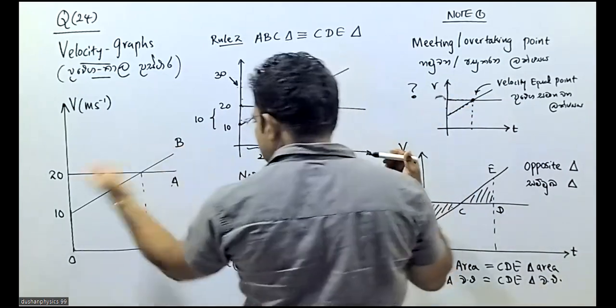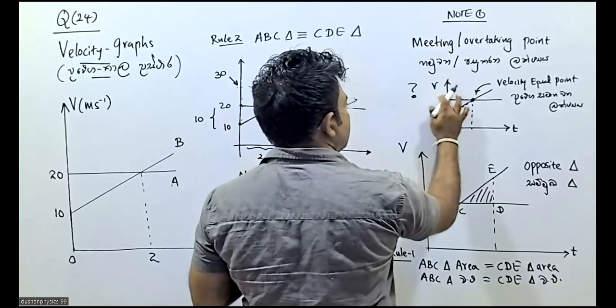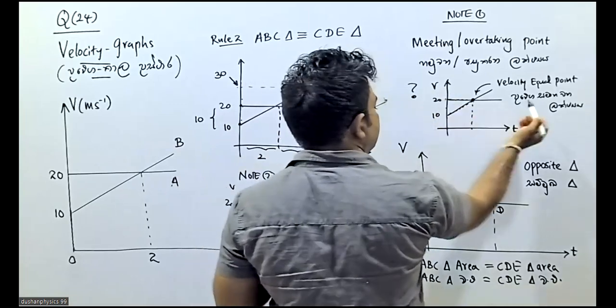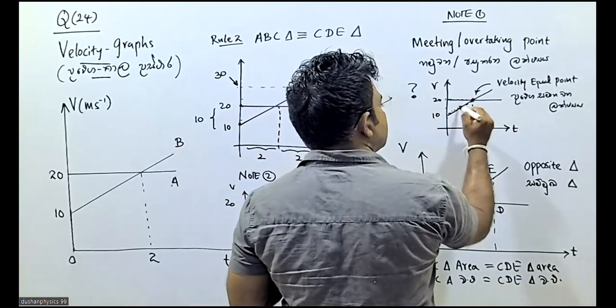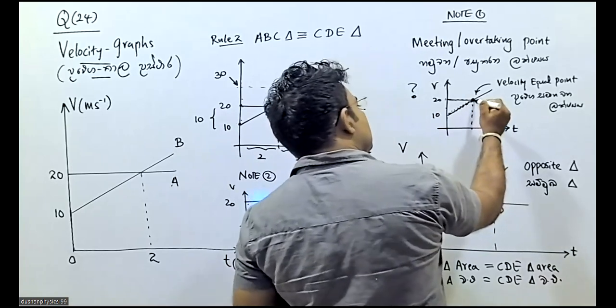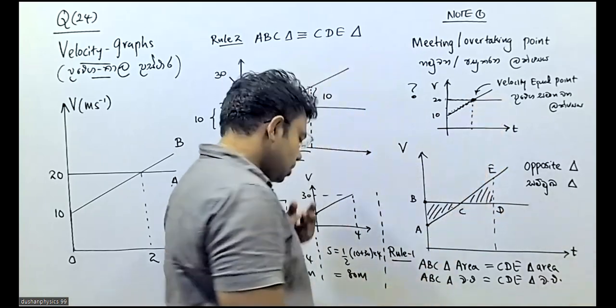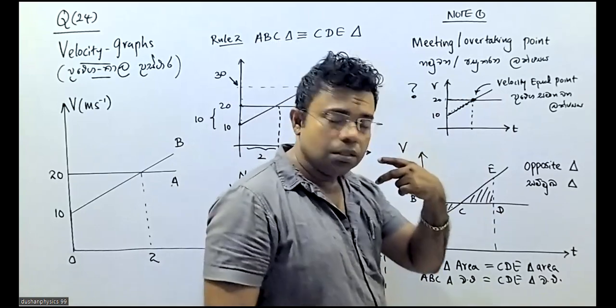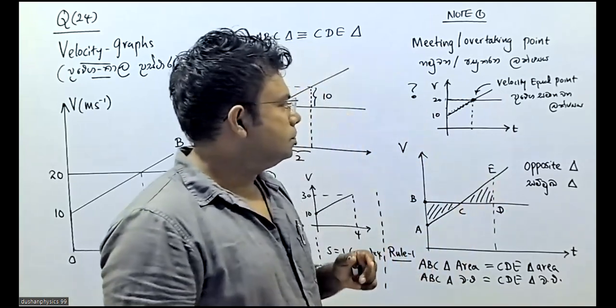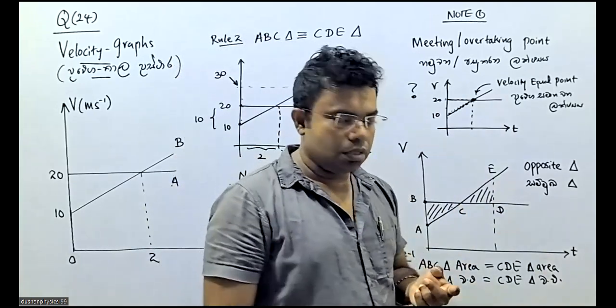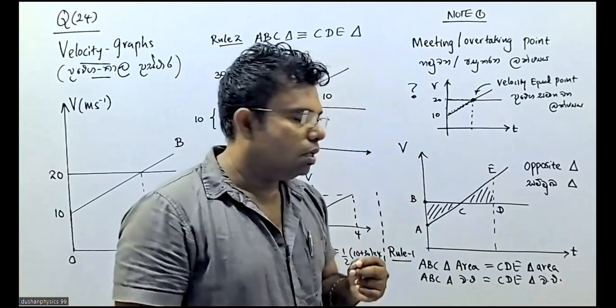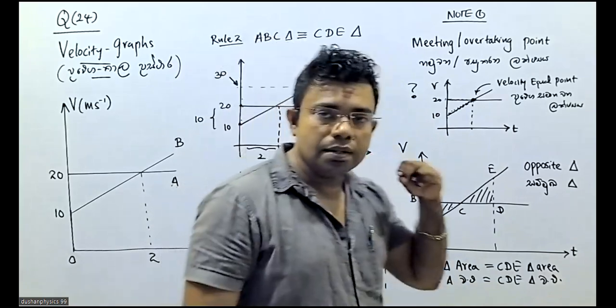For example, let's go to the same example. He's starting at 10. He is going to 20: 10, 11, 12, 13, 14, like that, up to here. He's coming to 20. That is not the meeting point. There's another factor here. Why did I say that is not the meeting point?